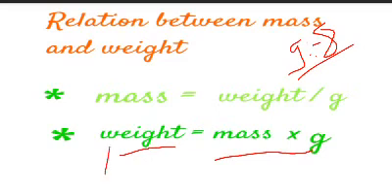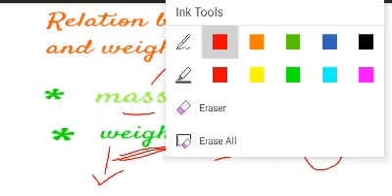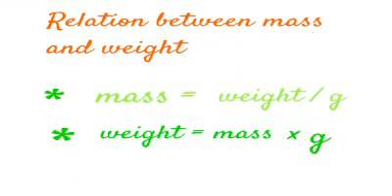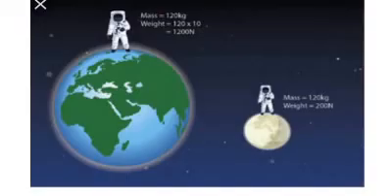The mass of an object is the same in all places. On the moon, Jupiter or earth, mass will be the same, but weight differs. If gravity changes, weight will change. These are the relations between mass and weight. Now we will study how it behaves on earth and moon.